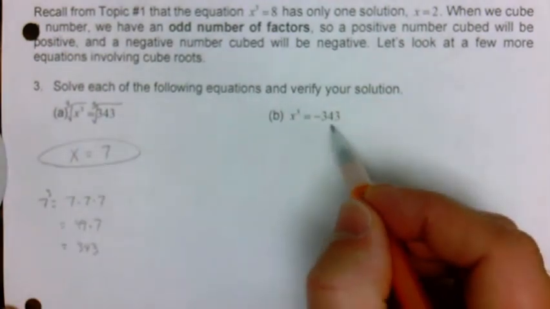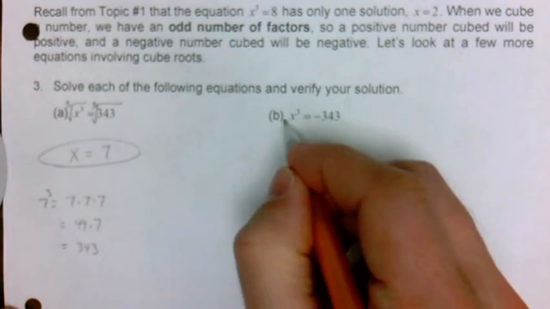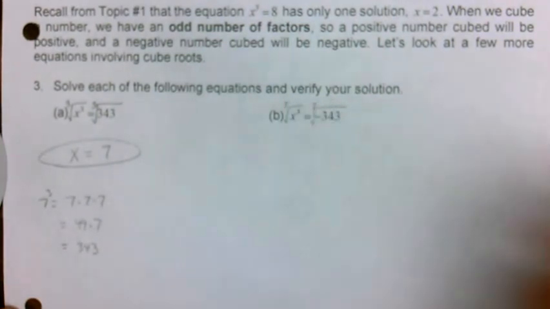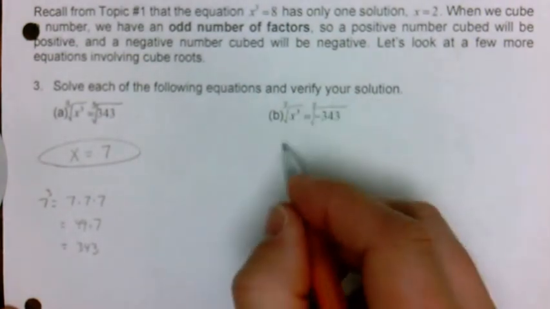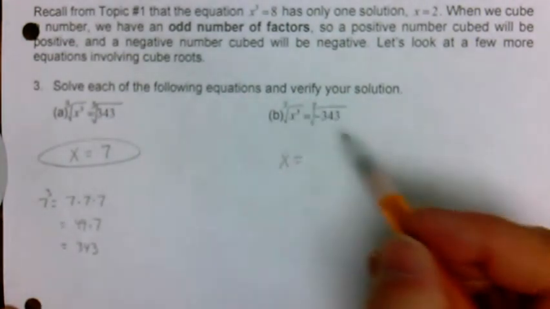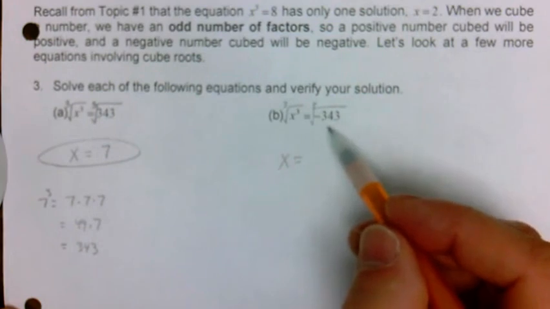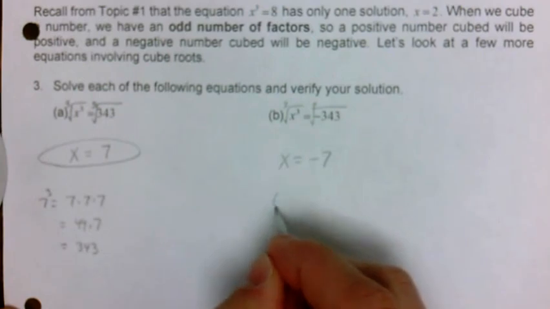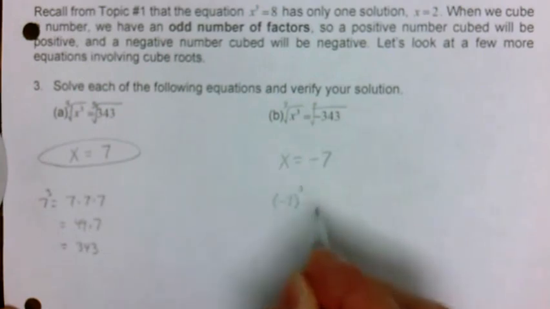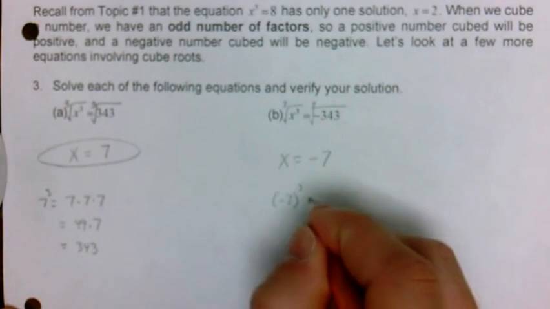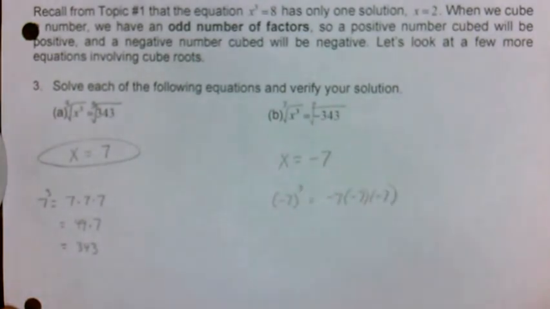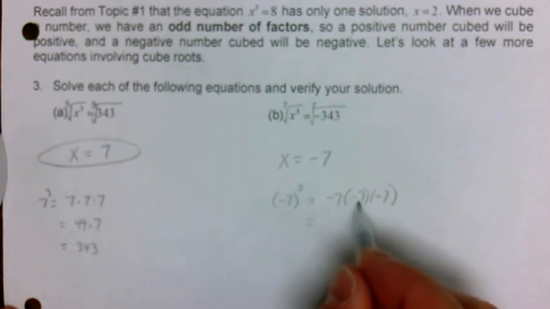Now x cubed is equal to negative 343. So again, to get the value of x, we're going to do the cube root on each side. And again, the cube root of x cubed is x. And this time, if you do the cube root of negative 343, you will get negative 7. If we verify that, negative 7 cubed, make sure that negative 7 is in parentheses. That means negative 7 times negative 7 times negative 7. If we multiply negative 7 and negative 7, we get positive 49.